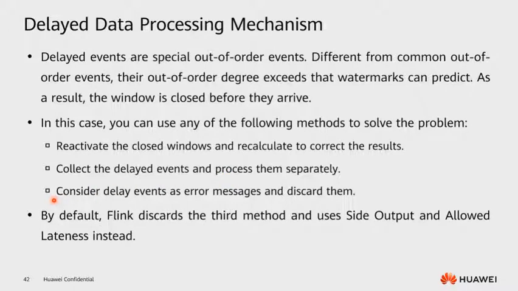The last method is to consider delayed events as an error and discard them directly. So the third method requires the least resources, but by doing so, the result may not be accurate. So actually, we seldom use the third method in real cases. And as for the first 2 methods, they have their own names here. So the side output refers to the second method, while allowed lateness refers to the first one.